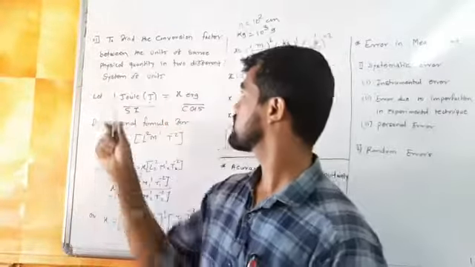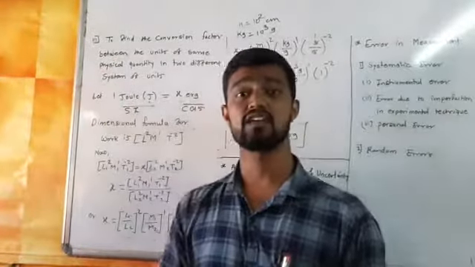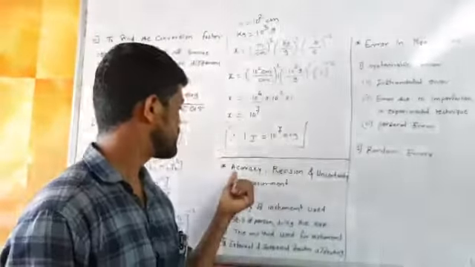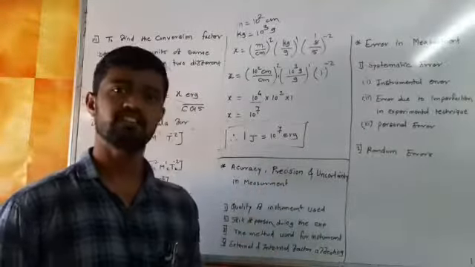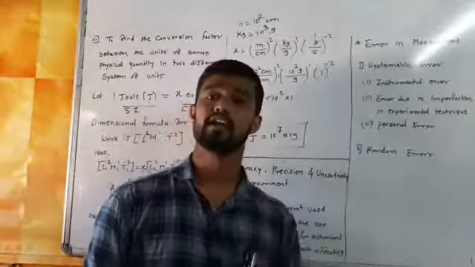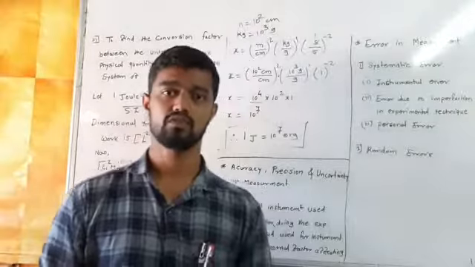Today we first discussed the uses of dimensional analysis. Next, we discussed accuracy, precision and uncertainty in measurement, and the last topic was error in measurement. So today we stop here.